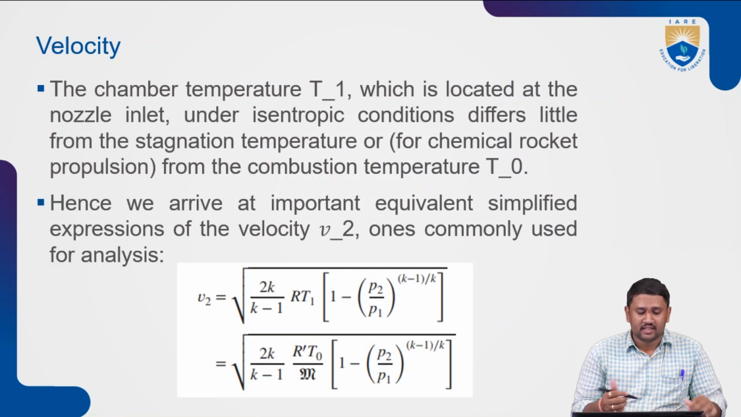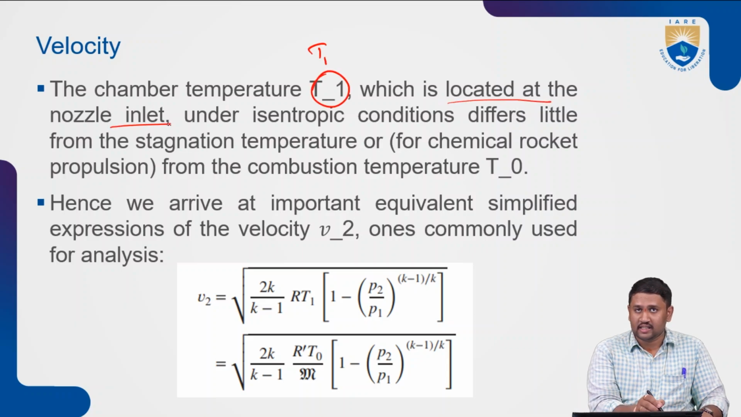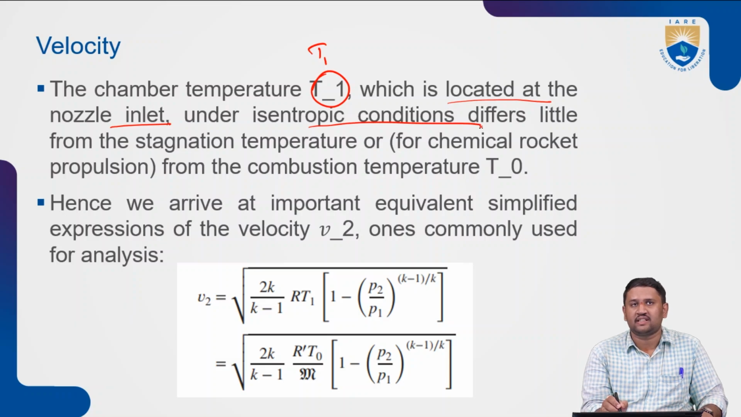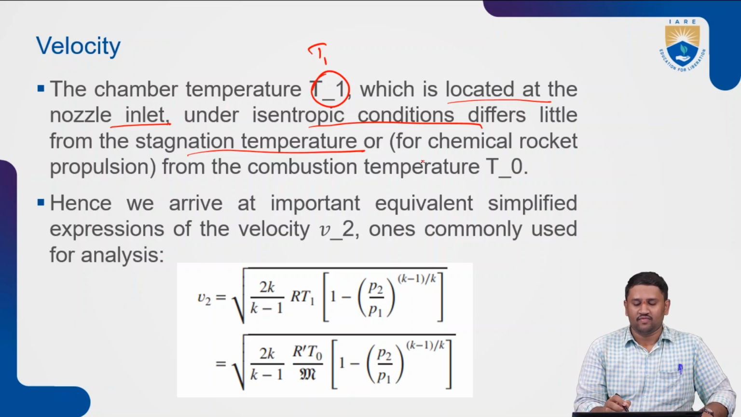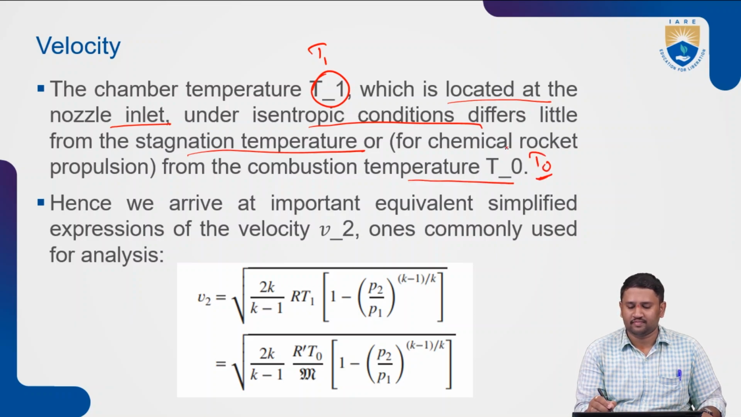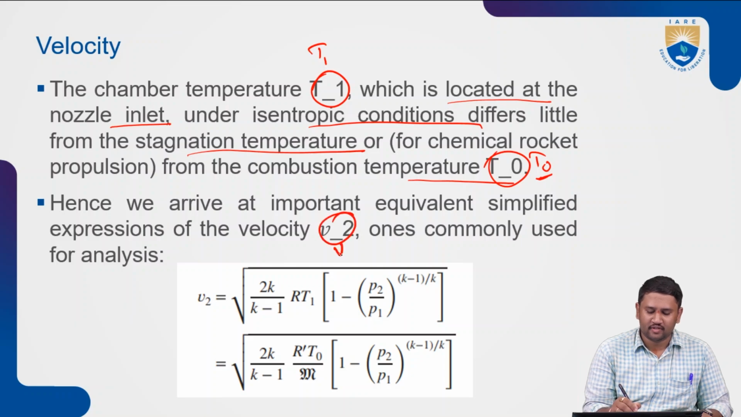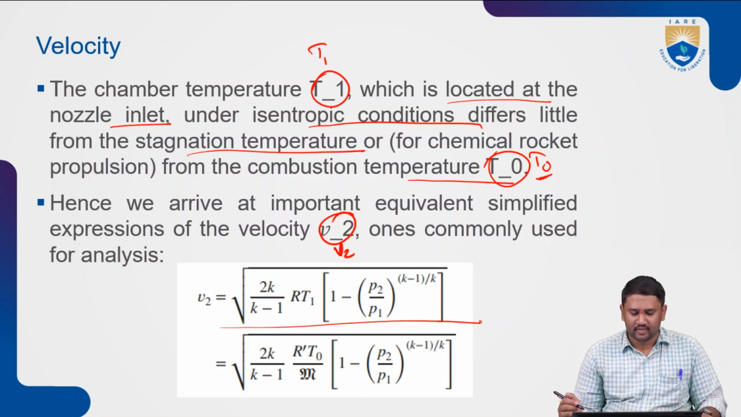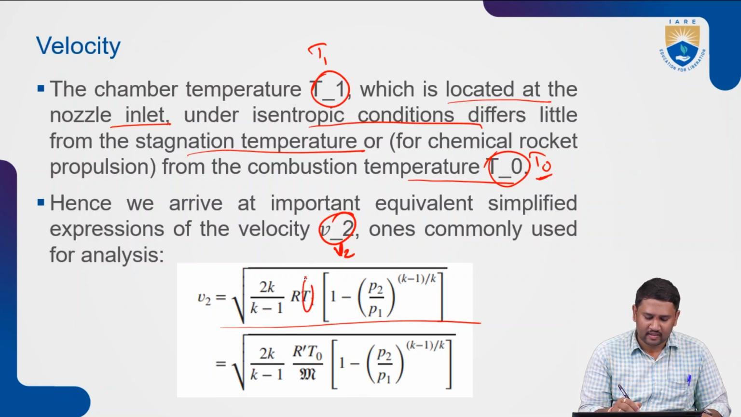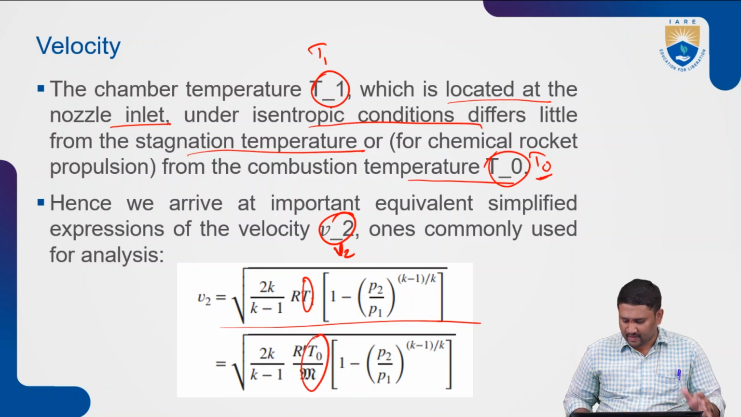Now, compared to this, the chamber pressure, particularly T1, which is located at the nozzle inlet and under isentropic conditions, differs a little from the stagnation temperature, particularly for chemical rocket propulsion, the combustion temperature T0. Hence, we arrive at two equivalent simplified expressions for the velocity V2, which are commonly used for analysis of rocket energy. In this, T1 can be rewritten in terms of T0.